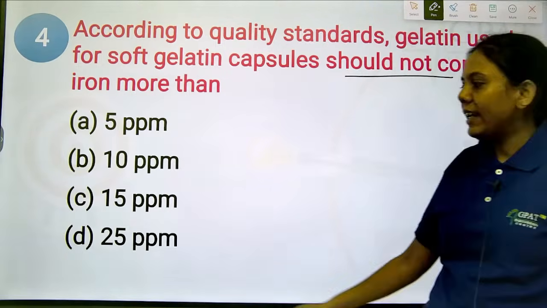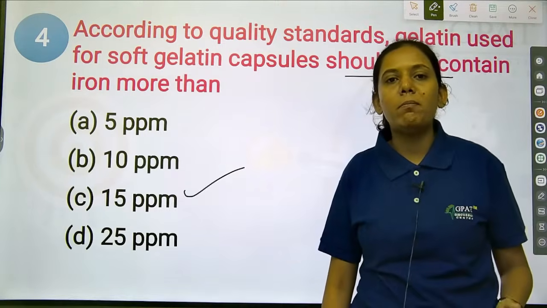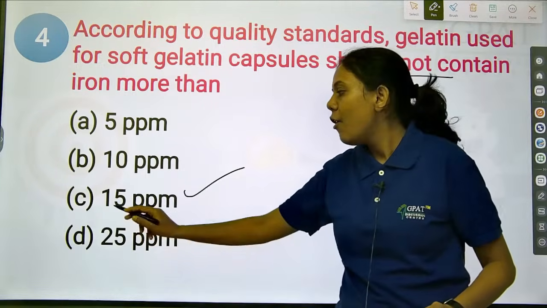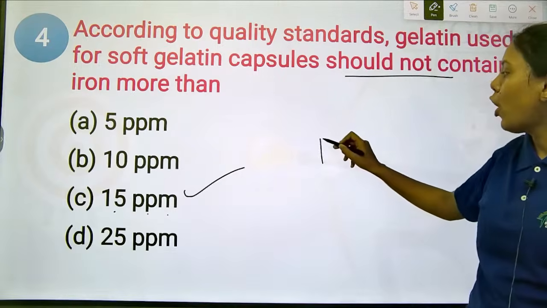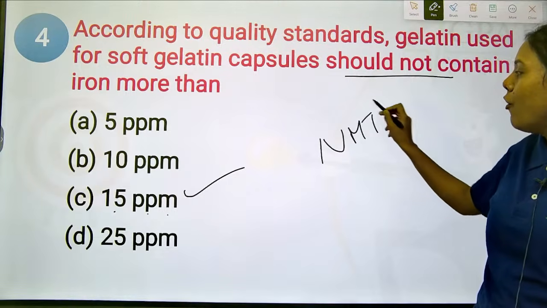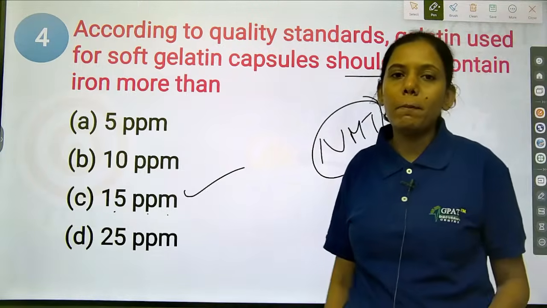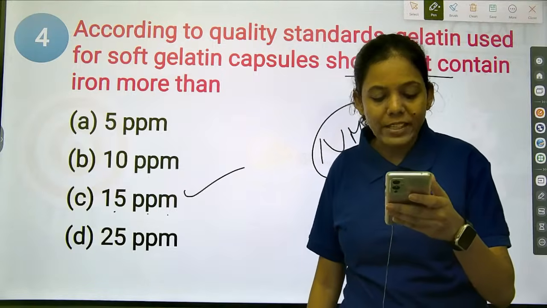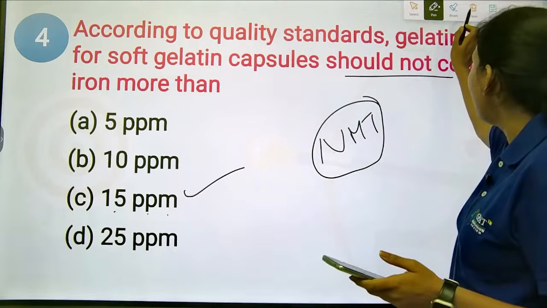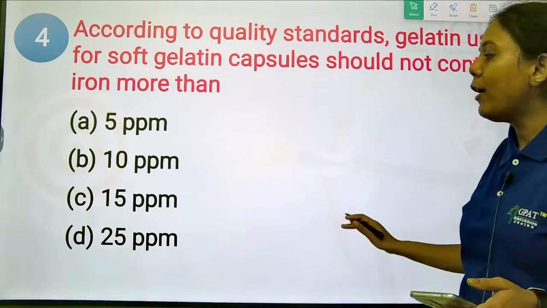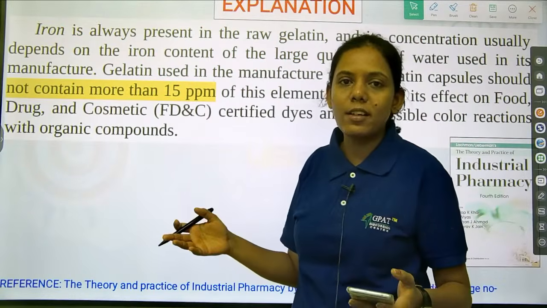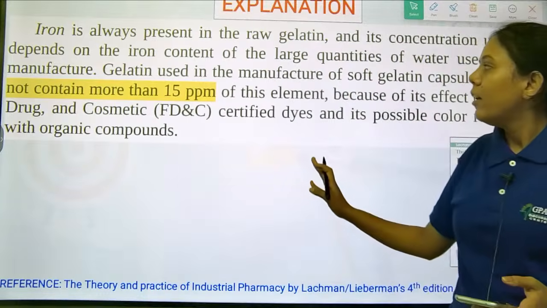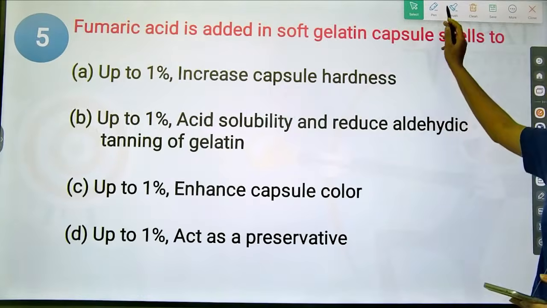So option C, I can see so many of you are telling 15 ppm is the right answer, that is 15 parts per million. That means raw gelatin should not contain more than 15 ppm. Very good, all of you. Option C is the right answer. I hope everybody was able to solve. There was not a single question that we have not discussed in the class, right? So not more than 15 ppm is the right answer.